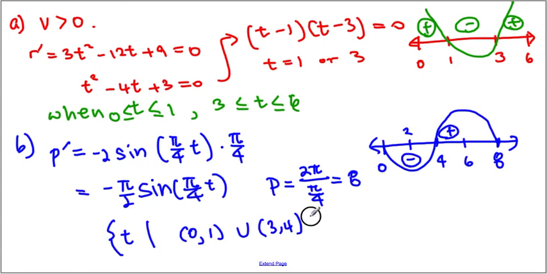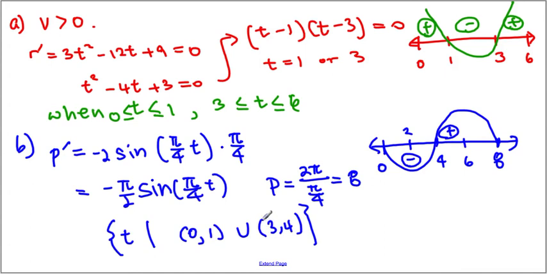And then, so how about 4 to 6? 4 to 6 is positive, and 4 to 6 here would have been positive also. So that's about it, I guess. Those are two intervals where particles will be traveling in opposite direction.